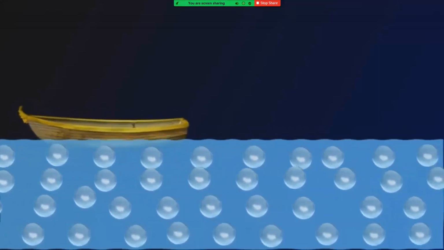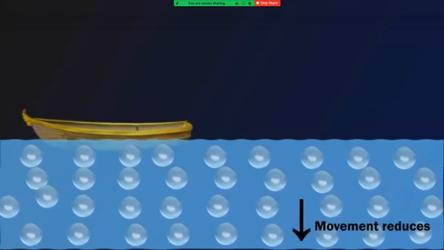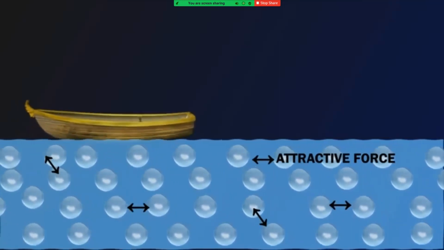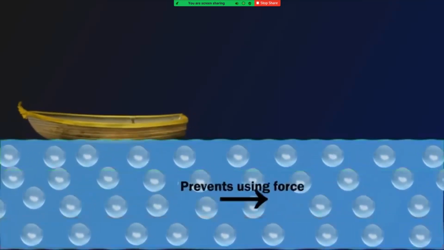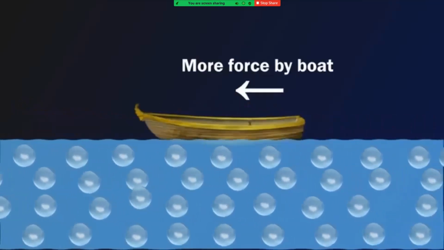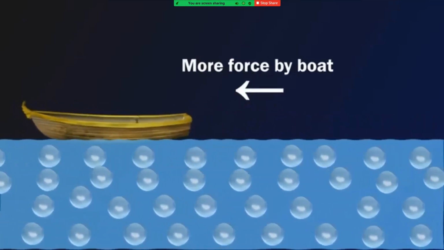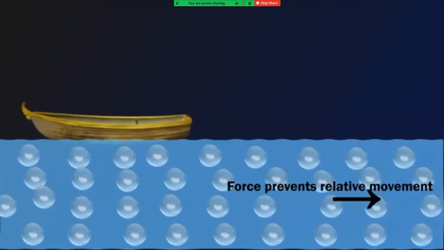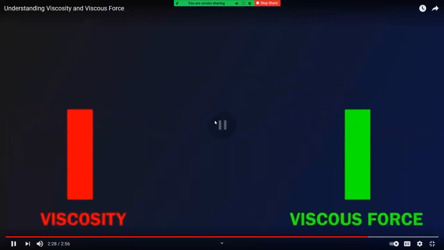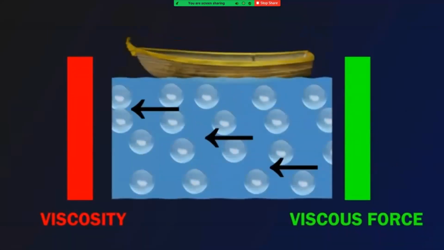As we move deeper and deeper, the movement of particles reduces. Since there is an attractive force between molecules, deeper molecules try to prevent surface particles from moving with the boat. To overcome this force, the boat needs to apply more force. The force which prevents relative movement of particles or layers of liquid is called viscous force. More viscous force means more attraction between molecules, and one needs to put more effort to move layers of liquid on top of each other.